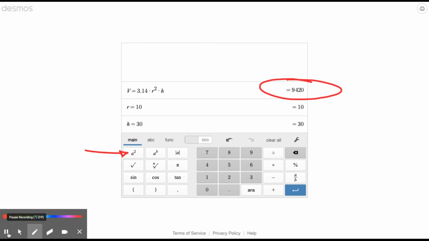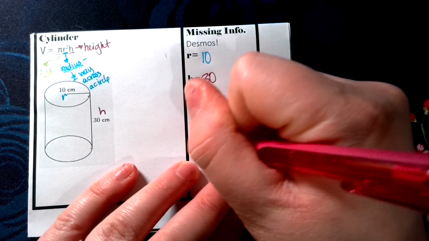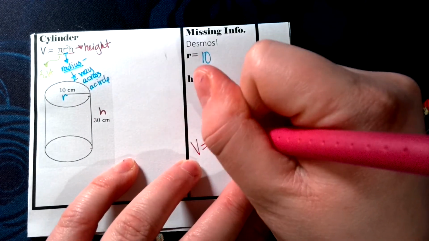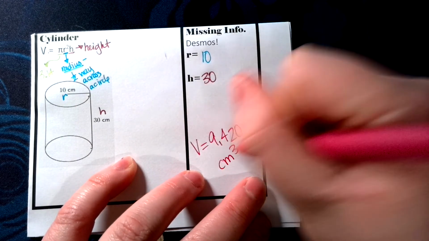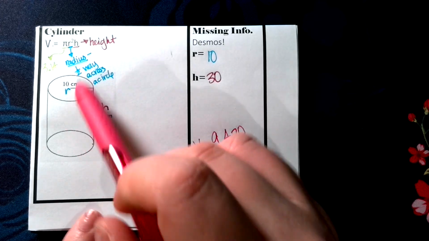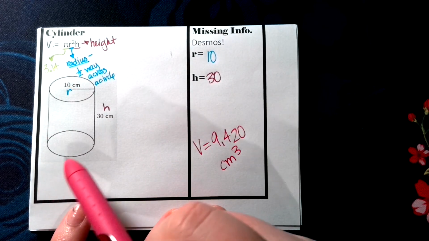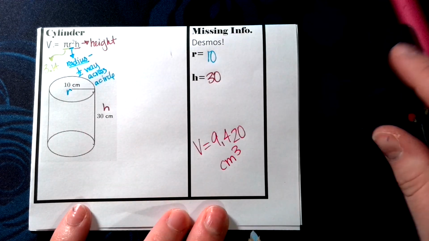But once you do that, go ahead and flip back to your notes page. Like we saw on the calculator, our volume was equal to 9,420 centimeters cubed. With volume, our units are cubed because this is a three-dimensional shape. I want to see how many tiny little cubes I can fit inside of our cylinder.